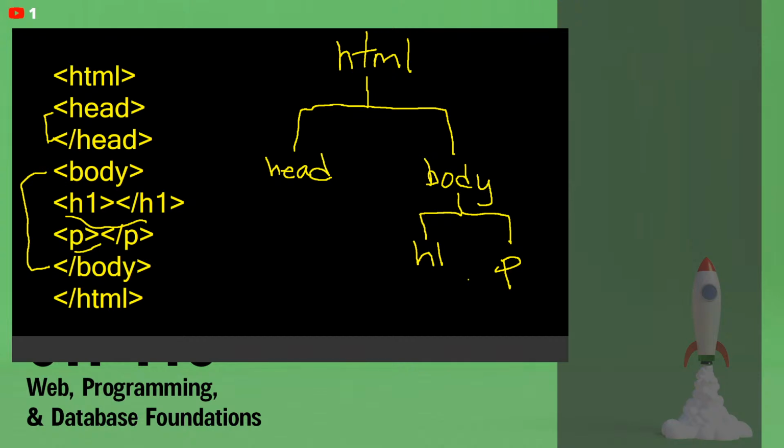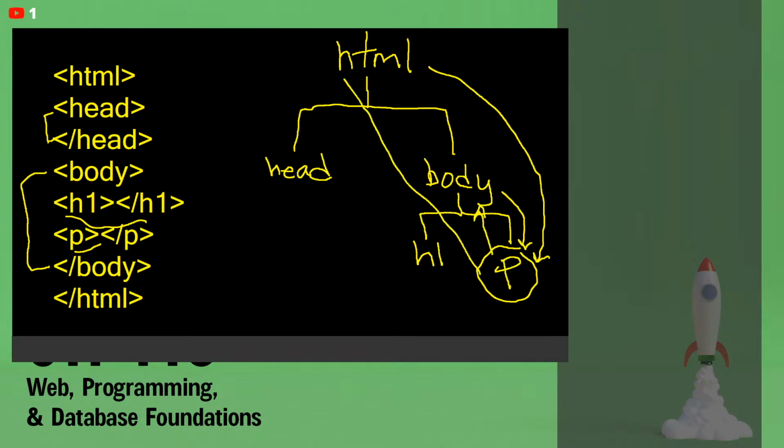Right? So when we're talking about these relationships, in the discipline, we talk about them in familial relationships. We talk about them like they're part of a family tree. We say that this paragraph here is a child of this body and a grandchild of the HTML. And the paragraph has a parent of the body and a grandparent of the HTML. And it has a sibling of this H1. This is the language that we use to describe these things.